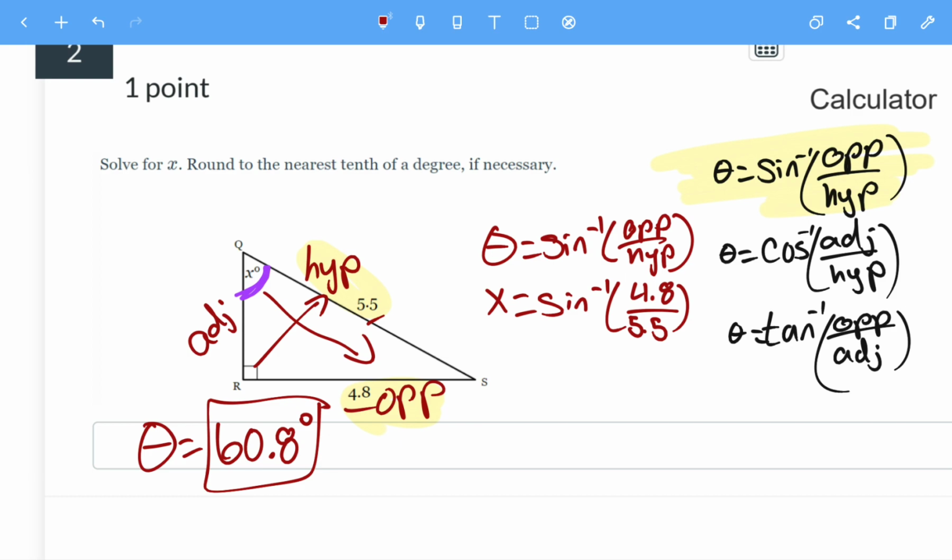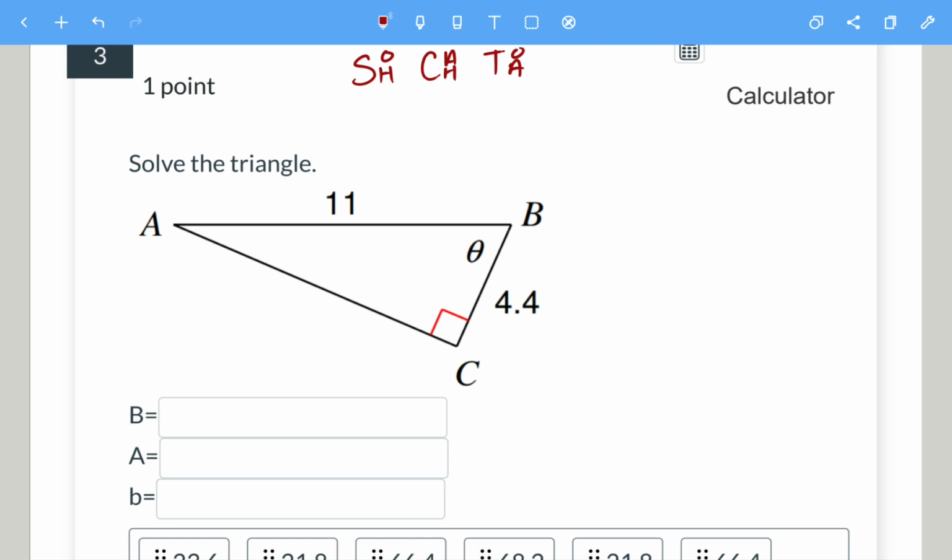Let's look at number 3 now. Alright, so for number 3, we want to solve the triangle. First, let's solve for angle B. I think that would be the easiest. So that is our reference angle. Let's label our sides.